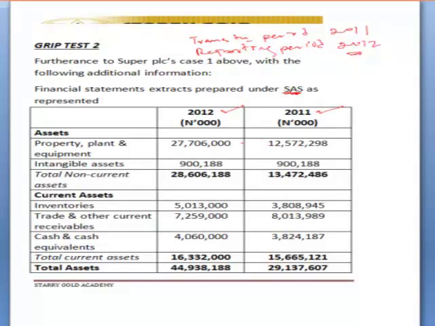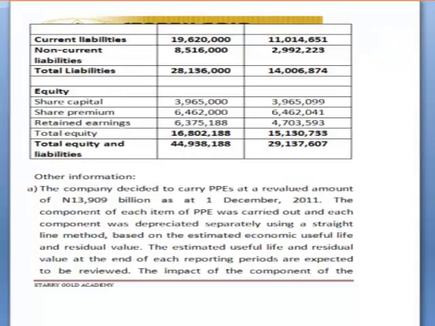Now if you look at this, we have the assets category: property, plant and equipment, intangible assets. You have total non-current assets. Then you have inventory, trade receivables and others. So we have current liability, non-current liability, total equity. We have the equity portion: share capital, share premium, retained earnings, total equity.